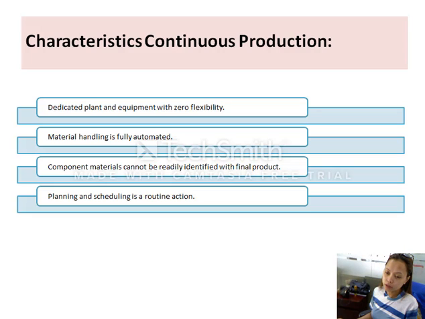Characteristics of continuous production. It has dedicated plant and equipment with zero flexibility. Material handling is fully automated. Component materials cannot be readily identified with the final product. Planning and scheduling is a routine action.